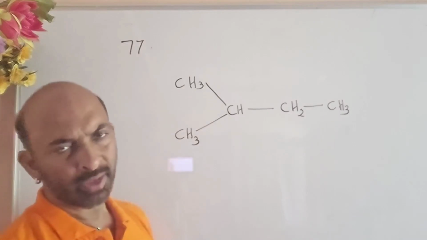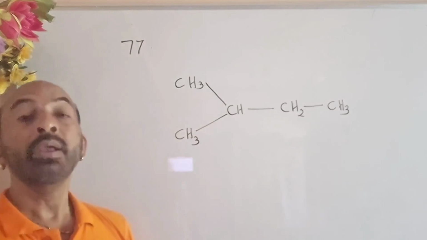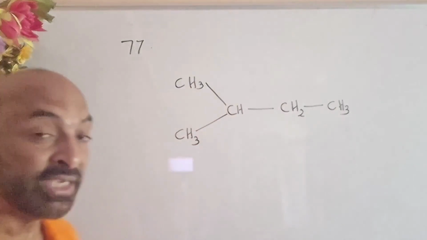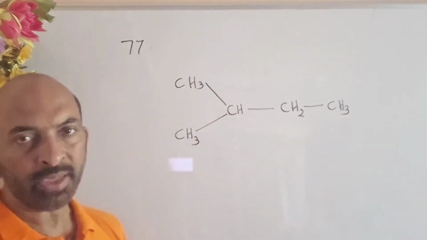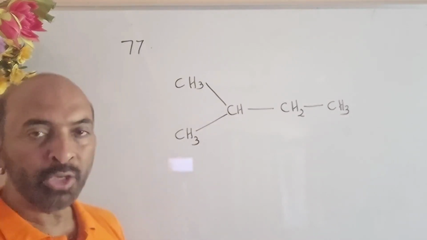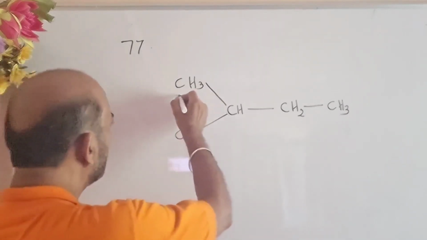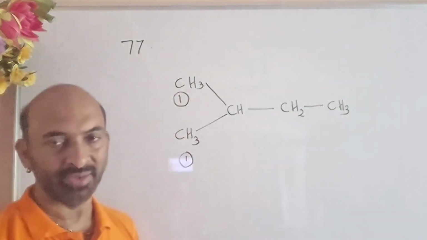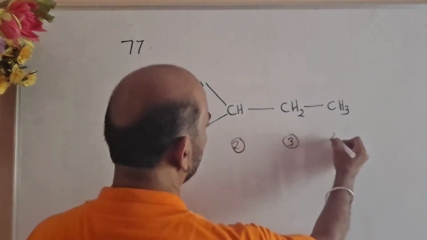To understand how many structural isomers are possible, we have to number the carbon atoms in this compound, or distinguish the carbon atoms based on their similarity and dissimilarity. We are not numbering to name it, but numbering to identify the different types of carbon atoms in it. Like this. This is 1. This is also 1 because they are structurally identical. Hope you understood that. Now, this is 2, this is 3, and this is 4.